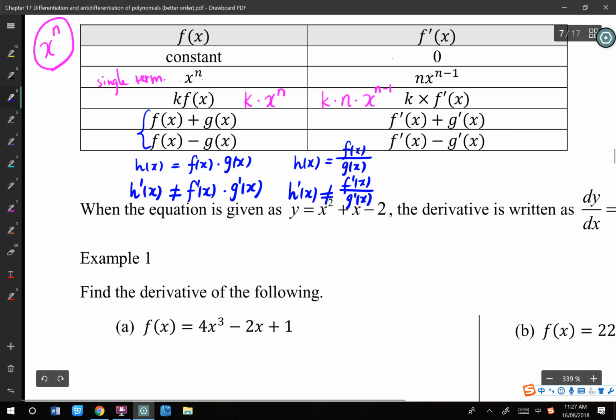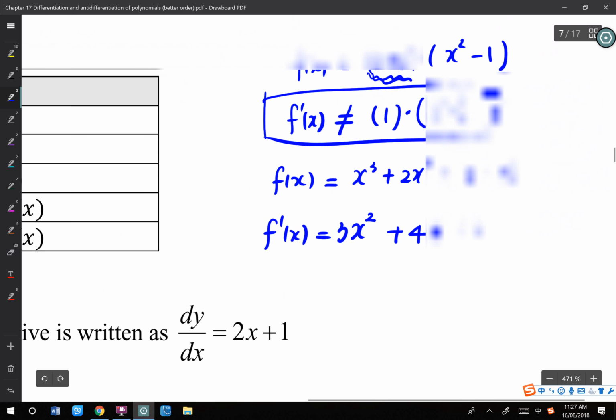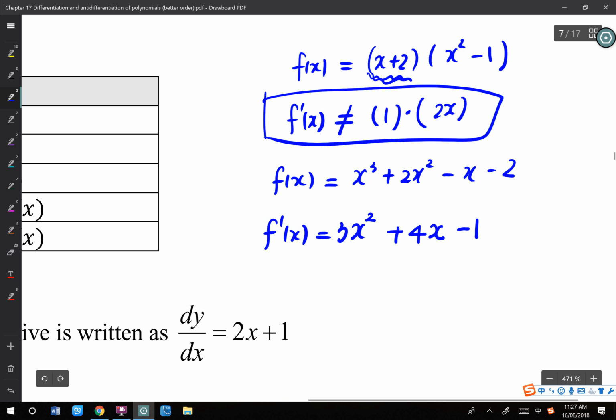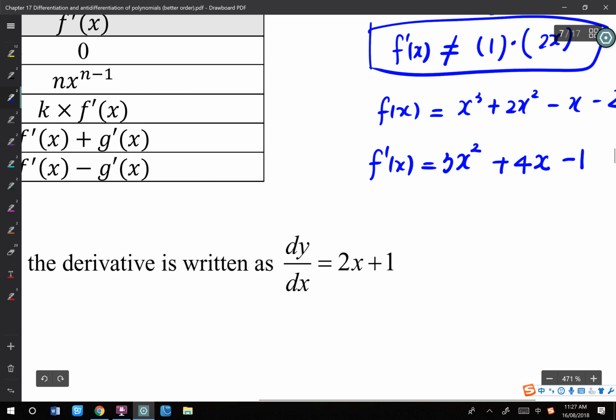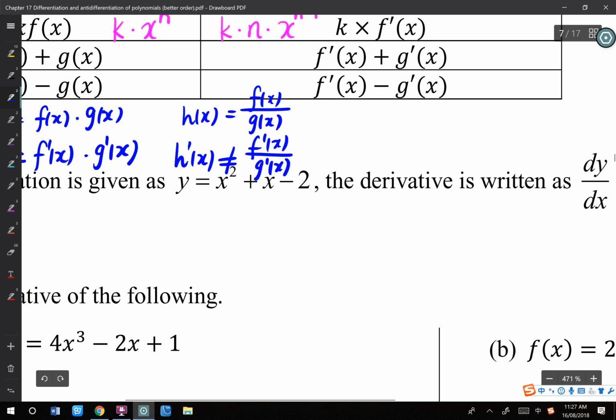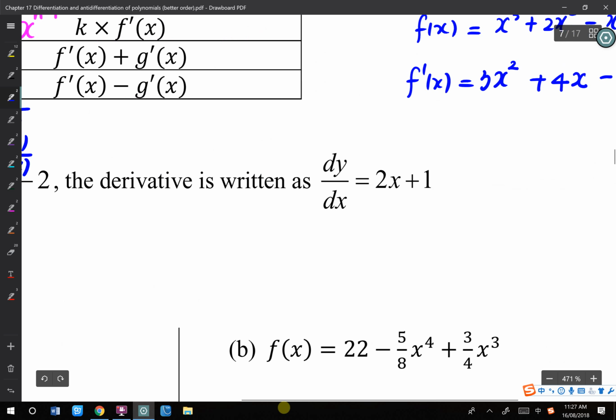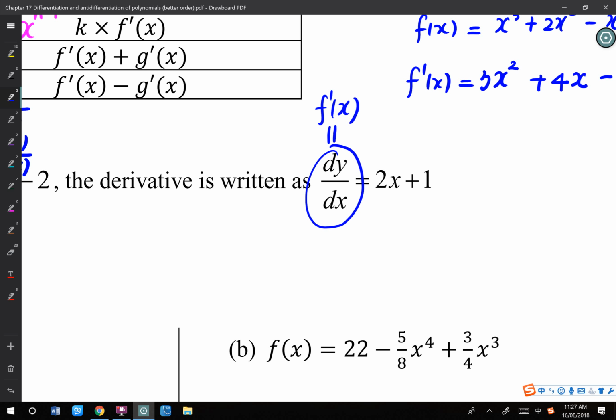And also, we won't always have the notation f(x) equals something, then f dash x. We may also have y equals something. See this notation, y equals x squared plus x minus 2. Then we can write the derivative as dy/dx. dy/dx is another notation. It's equivalent to f dash x. The only difference is what you have originally: do you have f(x) or do you have y equals to x?